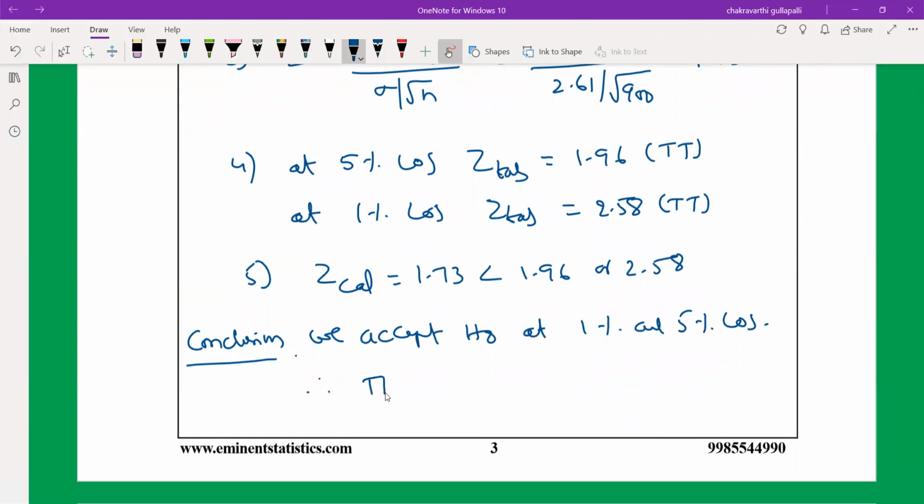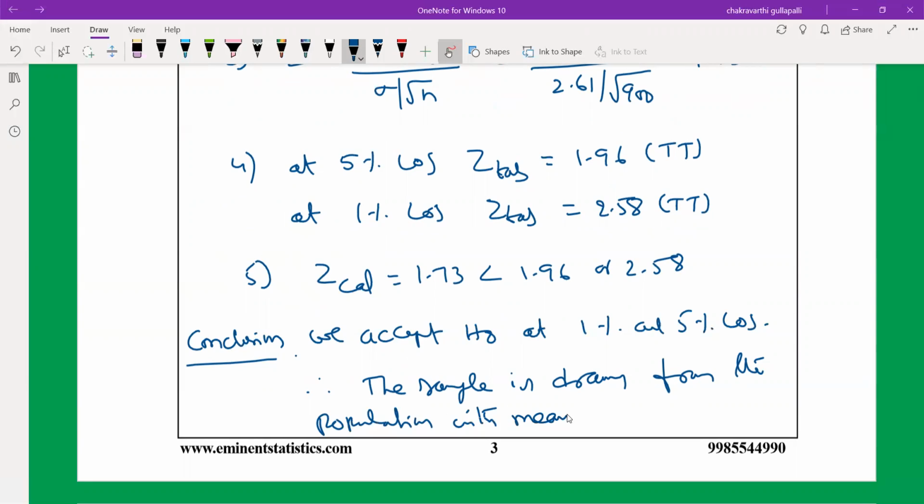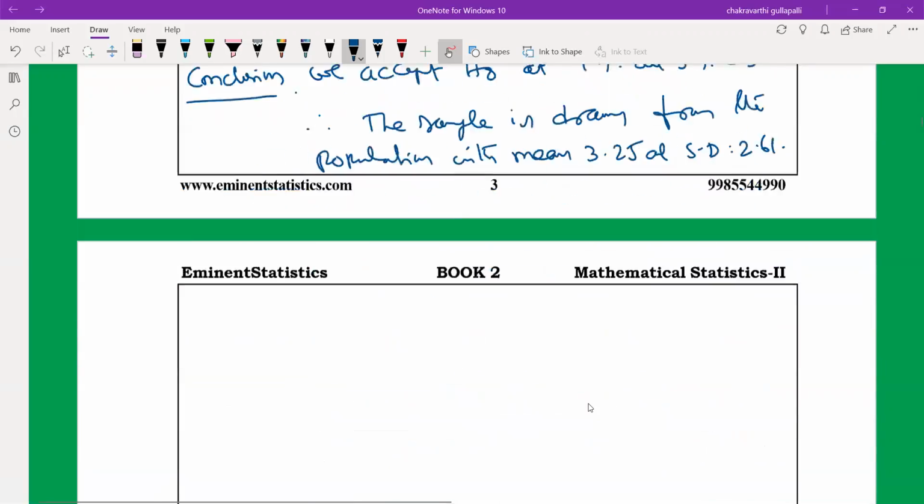Therefore, the sample is drawn from the population with mean 3.25 and standard deviation 2.61. That is the final remark. This is very, very important from the examination point of view.